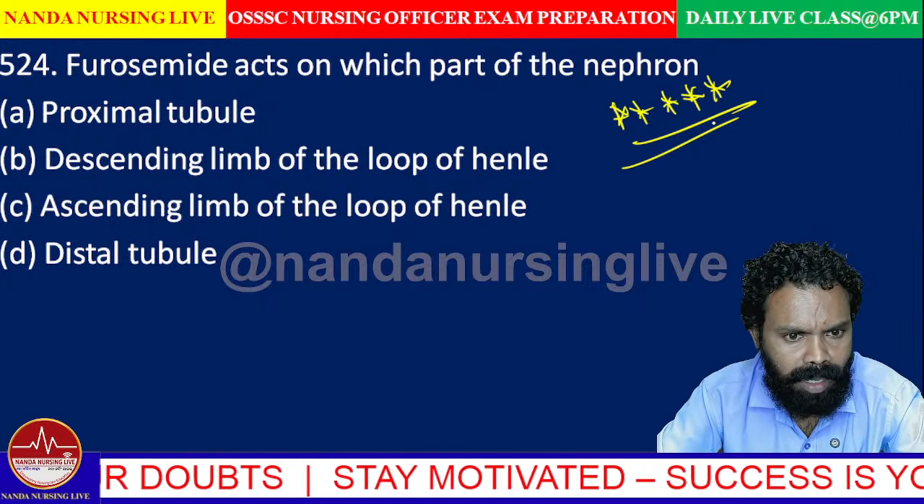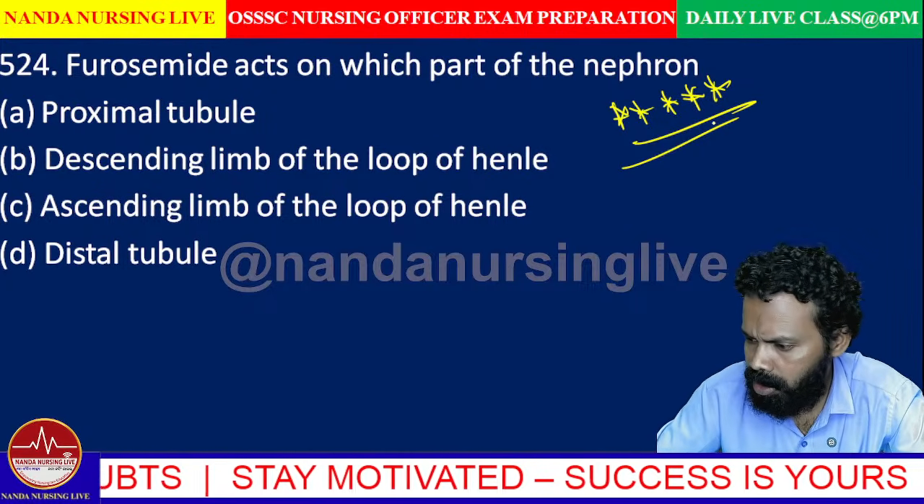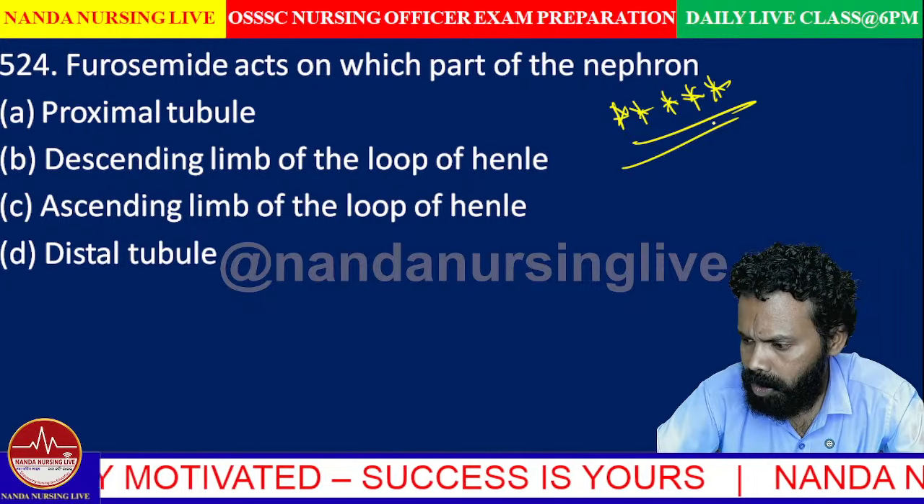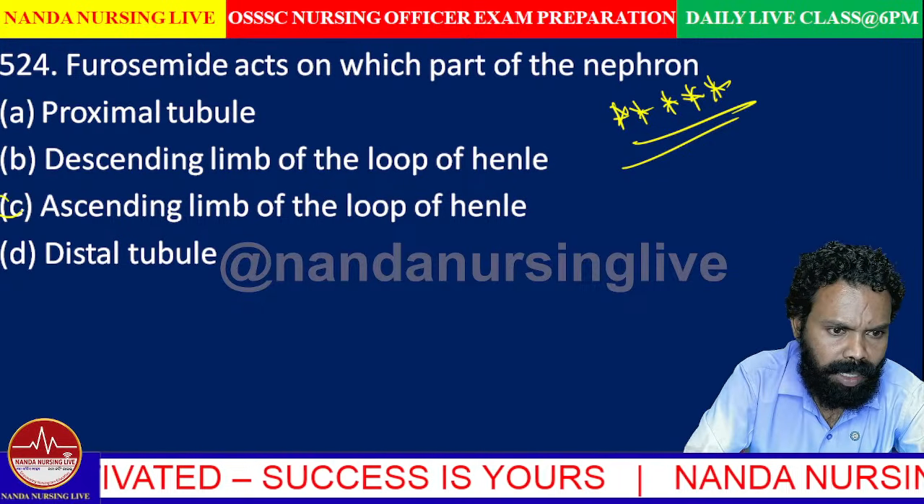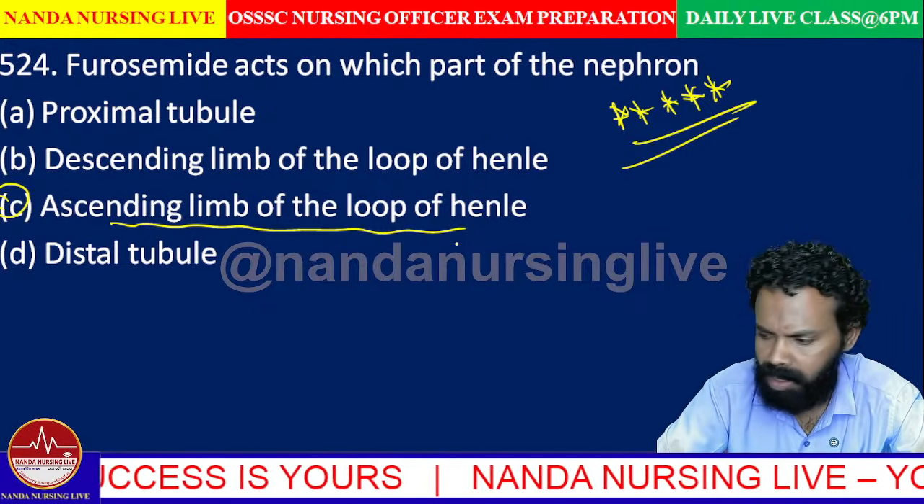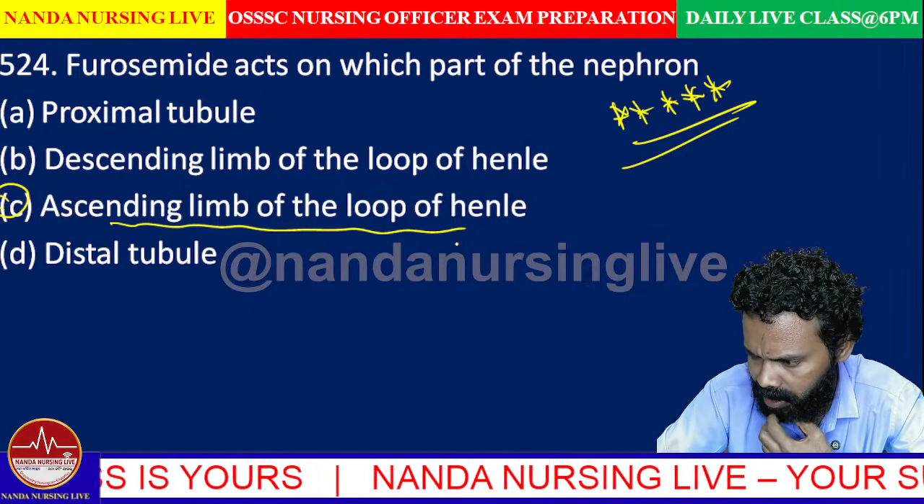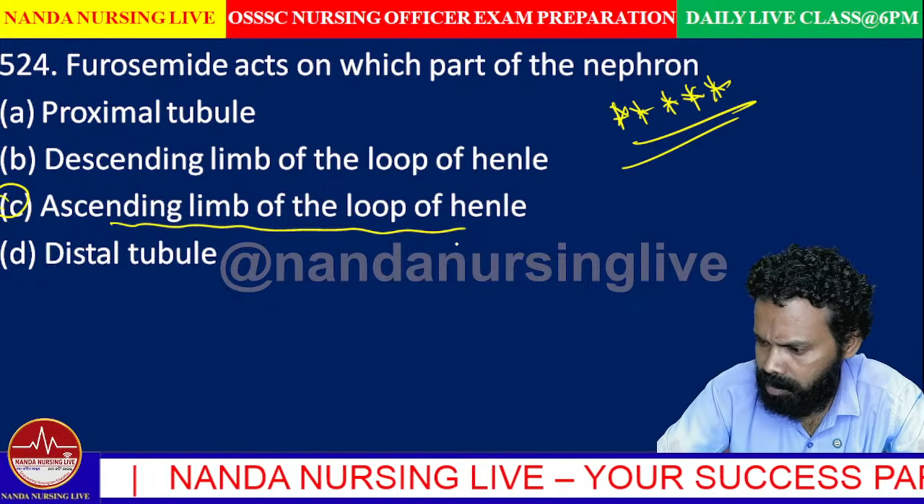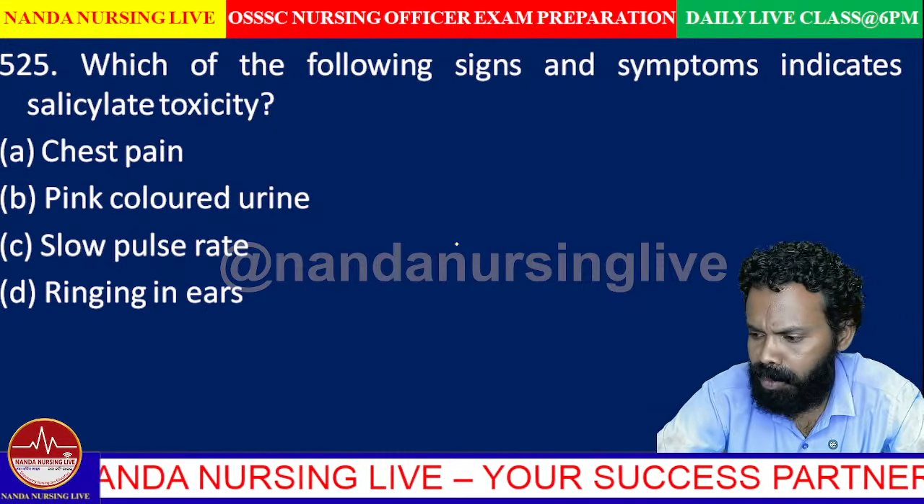So furosemide acts on which part of the nephron? So which option is the correct answer? The correct answer is option C, ascending limb of the loop of Henle. Furosemide acts on the ascending limb of the loop of Henle. Right.